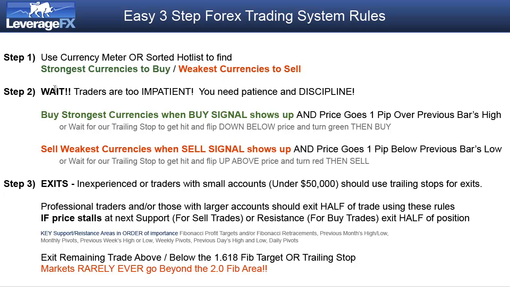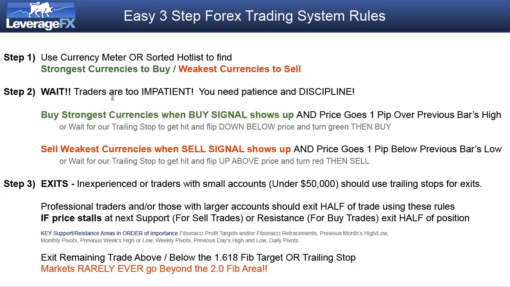Step 2, wait. Too many traders are impatient. You need patience and discipline. You might be lucky and sit down and find a trade within 5 minutes, and other times you might have to wait half an hour, even an hour to find a good trade, one that's likely to give you 20 pips, for instance, if you're risking 8 to 10.